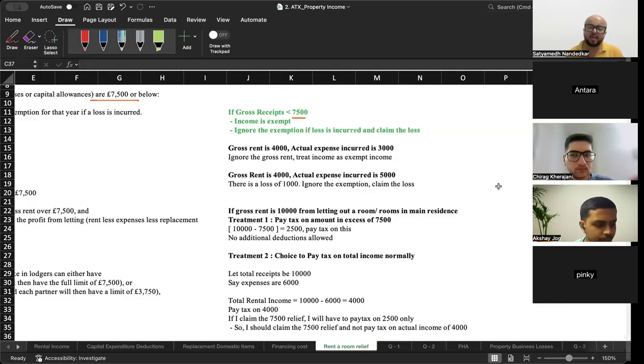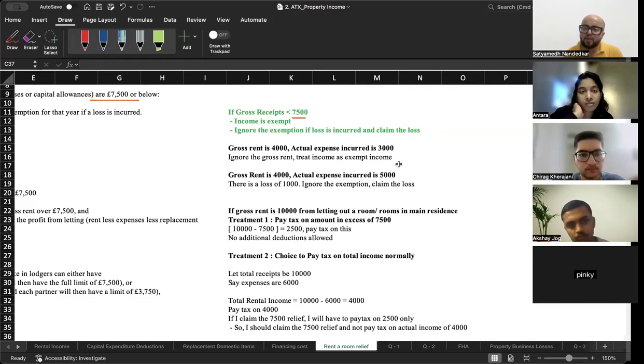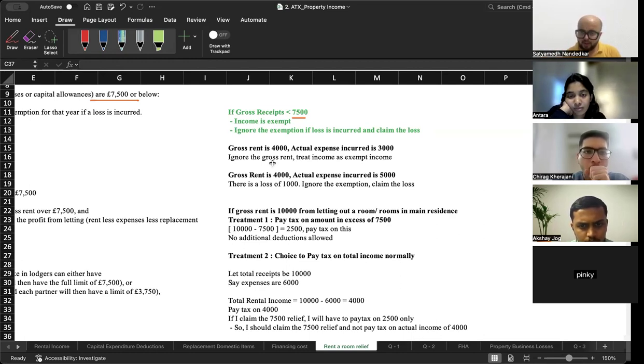So if gross rent is 4,000, actual rent income is 4,000, expenses 3,000, 1,000 is the net income. Ignore the gross rent. Treat income as exempt income. Okay. Gross rent is 4,000. Expense incurred is 5,000. There is a loss of 1,000. Ignore the exemption, claim the loss. So they are giving you that choice. You can ignore the exemption if loss is incurred and you can claim the loss.